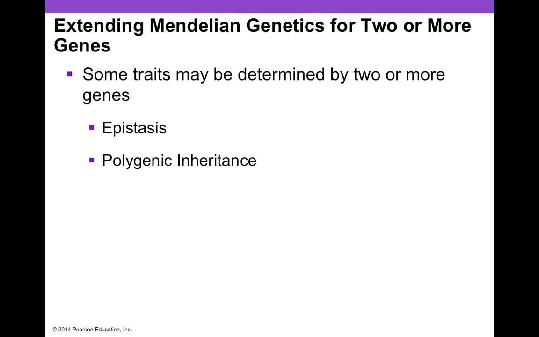Now let's look at two situations where a trait is coded for by multiple genes. The two your book talks about are epistasis and polygenic inheritance.